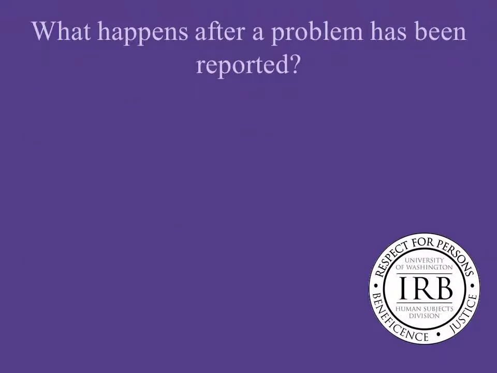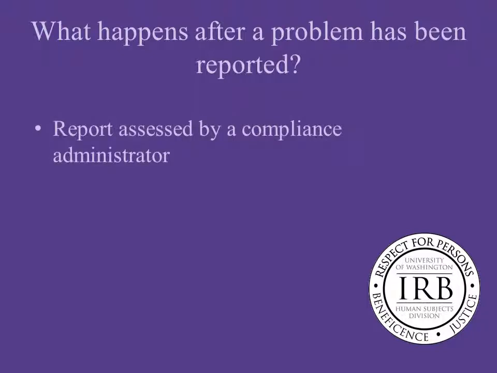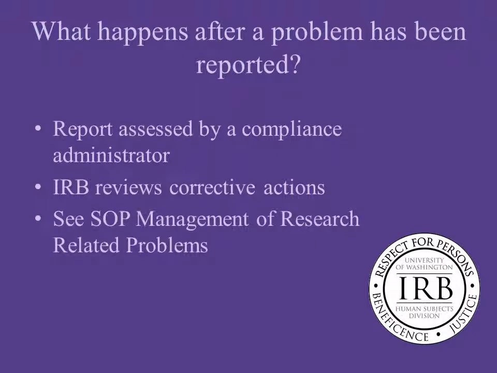After a problem is reported, the report is assessed by one of HSD's compliance administrators, who will determine which problems meet the criteria for reporting to university officials, regulatory officials, funding agencies, and sponsors. The IRB then reviews the problem and identifies the necessary corrective actions, if any. Information about this process can be found in our new SOP on the management of research-related problems.